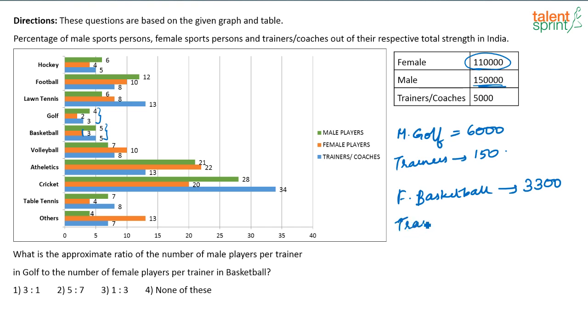How many trainers are there in basketball? Trainers is 5%. Out of 5,000 coaches, 5% is nothing but 250. So what is the ratio that they are asking? 6,000 divided by 150 is to 3,300 divided by 250. This is the ratio that they are asking, right? What is the approximate ratio of the number of male players per trainer in golf to the number of female players per trainer in basketball?